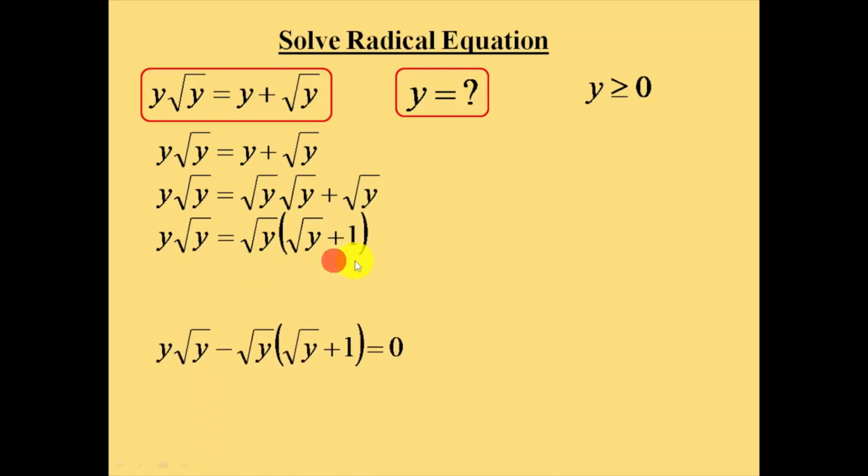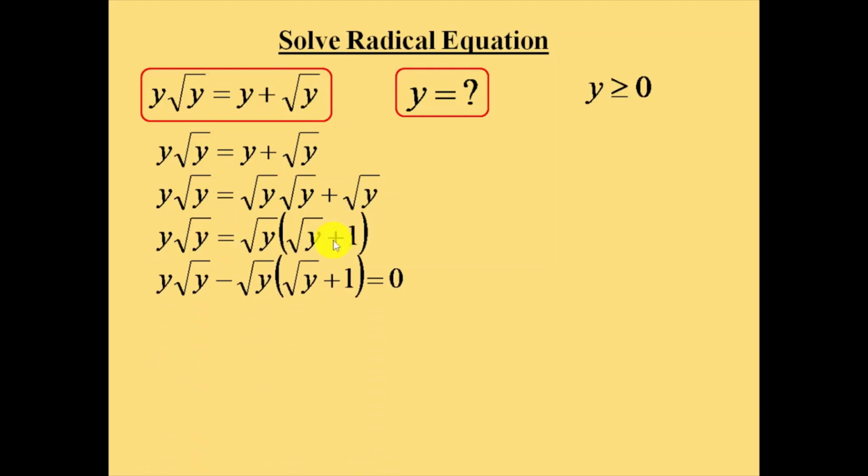So bring the right side of the equation to the left side. So it will become y into square root of y minus square root of y into square root of y plus 1 is equal to 0. Again, among these two, take square root of y as common. The remaining part is y minus square root of y plus 1.